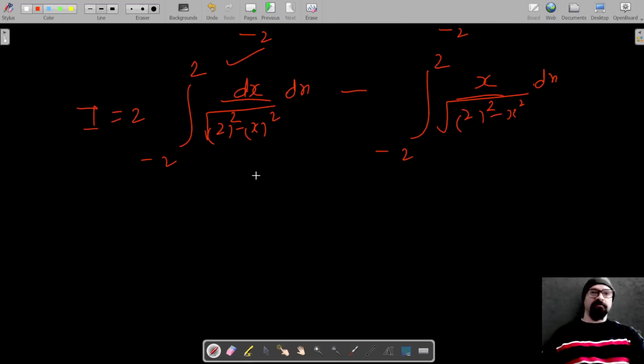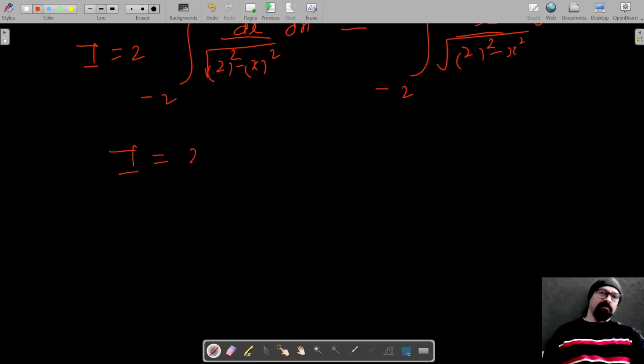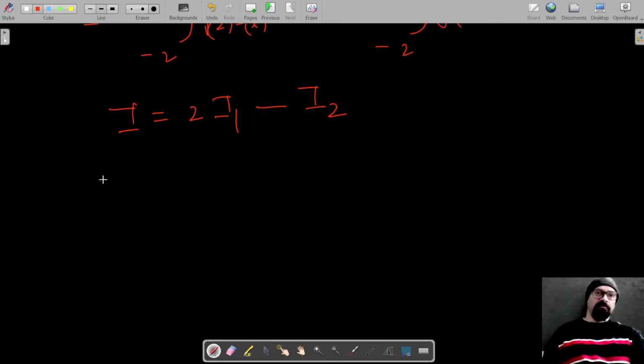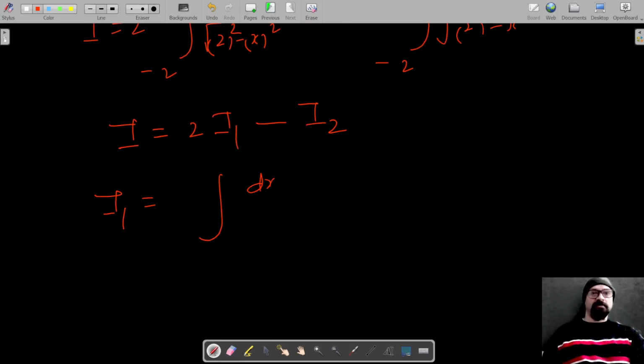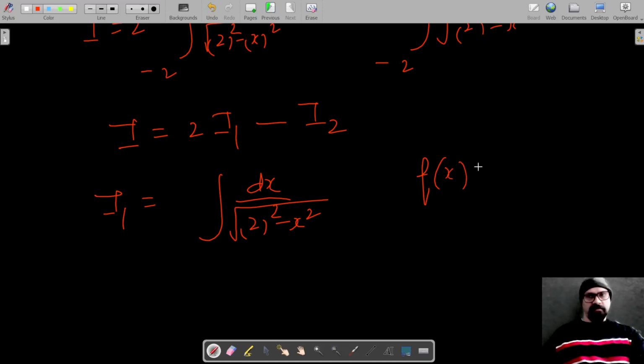Okay, now let's consider this function. Let's consider this function as I1 and the other one as I2. So if I consider I1, this is the integration of dx upon under root 2 square minus x square. Now our function is f of x, that is 1 upon root of 2 square minus x square.